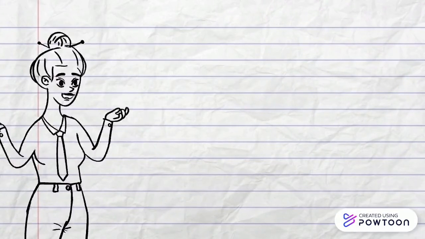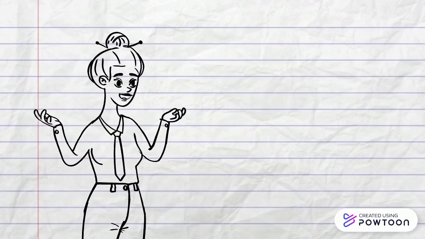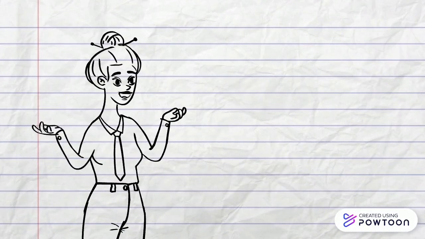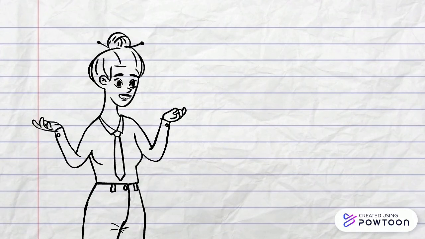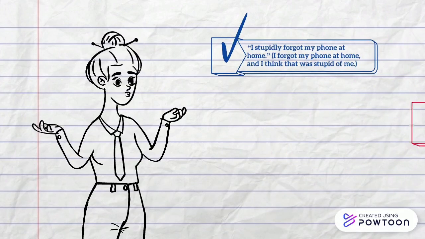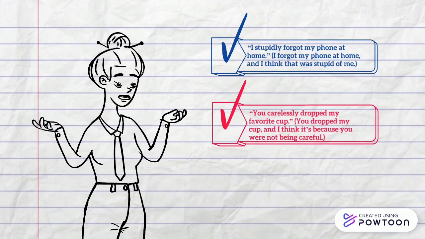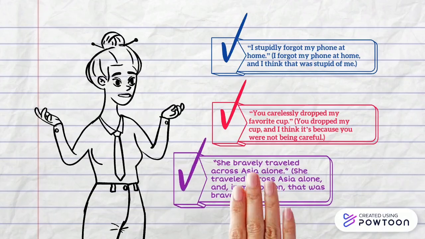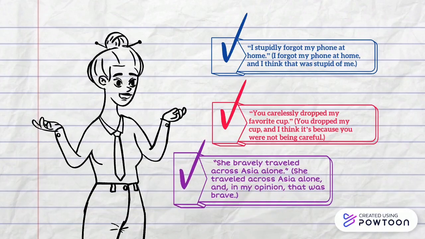And finally, the third type allows us to make judgments about someone's actions, including our own. For example, I stupidly forgot my phone at home. You carelessly dropped my favorite cup. She bravely traveled across Asia alone.